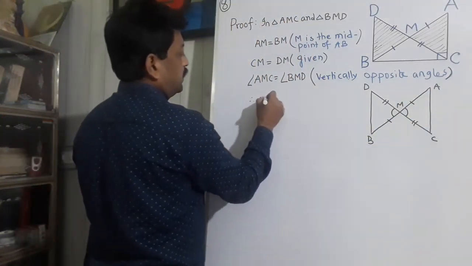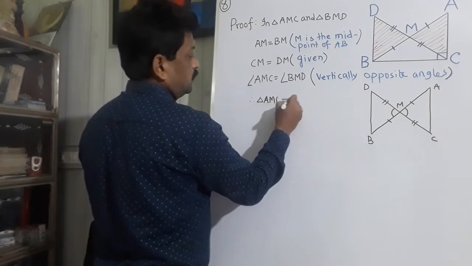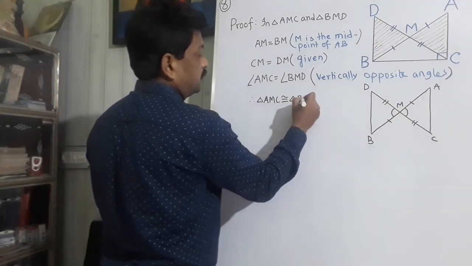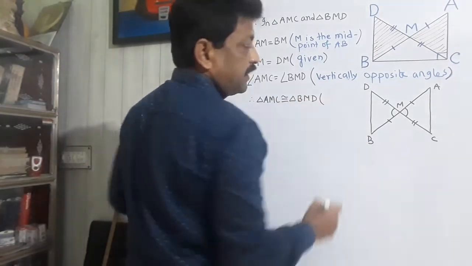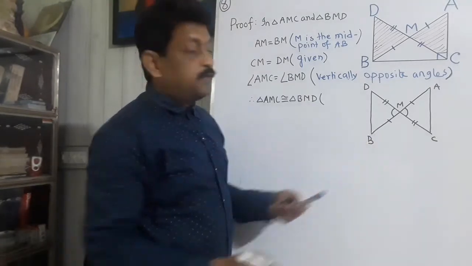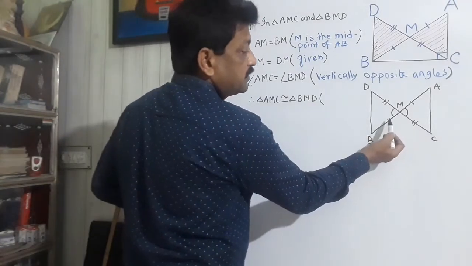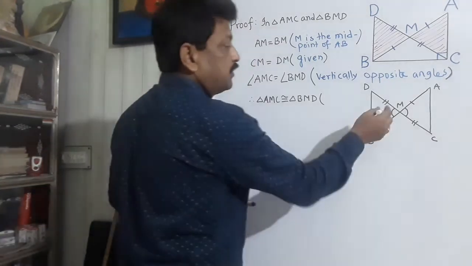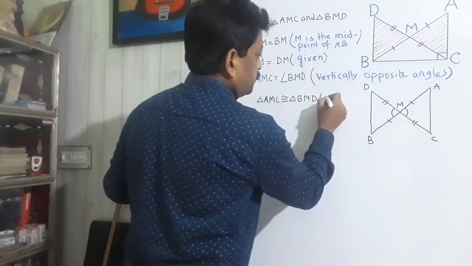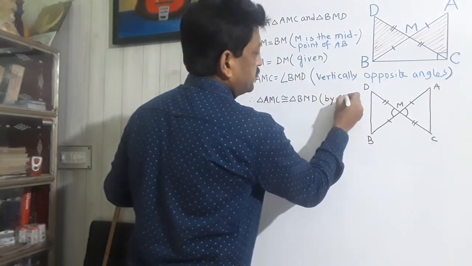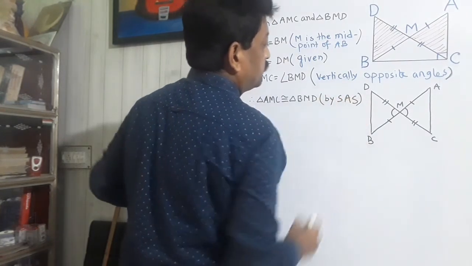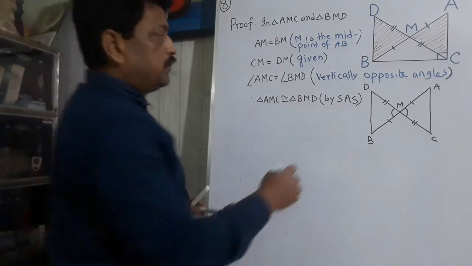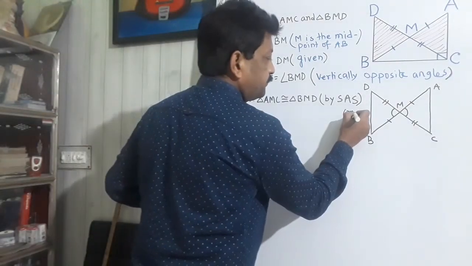Therefore, triangle AMC is congruent to triangle BMD, and the criteria, it is also clear from this diagram that it is side angle side. The angle is the included angle of the equal sides. So it is by SAS. Clear? So right here, the first part is proved.